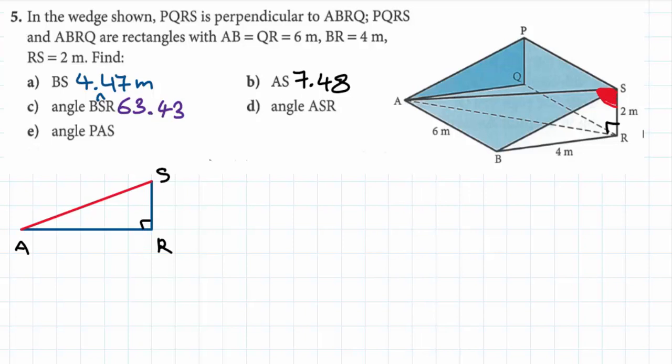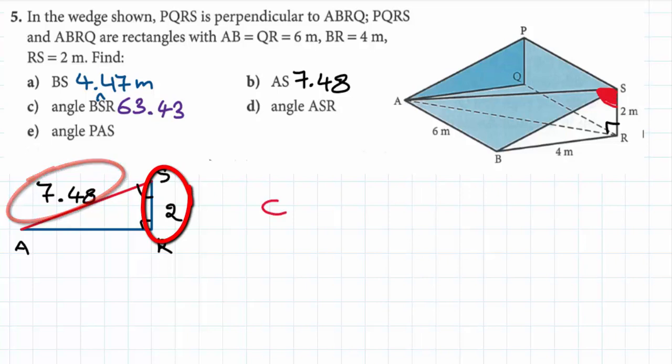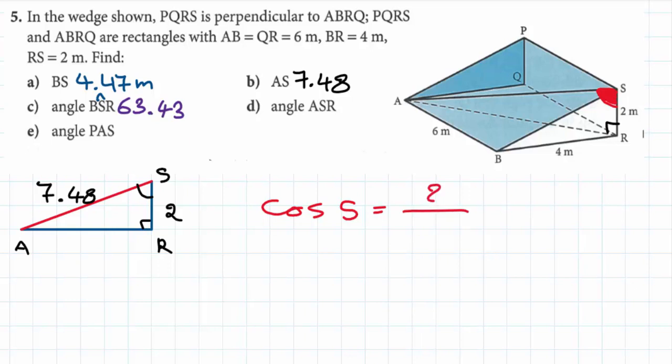Now, what we know: AR, we don't know how long AR is. RS is 2 meters, and AS, we found it's 7.48. Now we know two sides, and we need to find this angle. It's quite logical because two sides are given. Now, according to this angle, this is hypotenuse, and this is adjacent. It means cosine. Cosine of angle S here is adjacent, which is 2, over hypotenuse, 7.48.